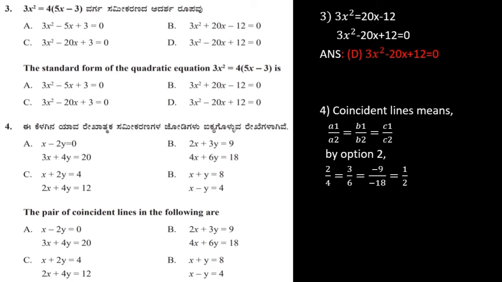Here if we divide, 2 1s are, 2 2s are, 3 1s are, 3 2s are, and minus minus cancels, which means 9 1s are, 9 2s are. Therefore what we are getting is 1 by 2, that means all the terms are equal to each other. If you want, you can check the other options also. Here I am getting option B as the correct one because I am getting exactly 1 by 2 for all the equations. Therefore we can say option B is the correct one.